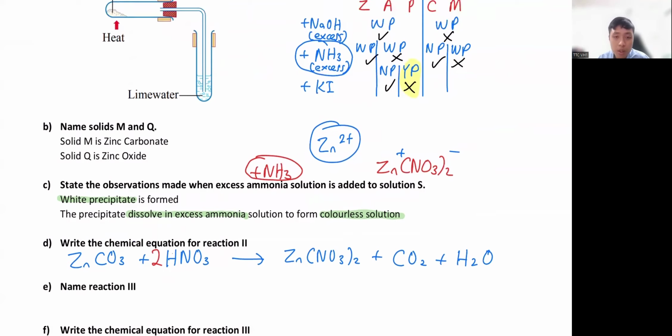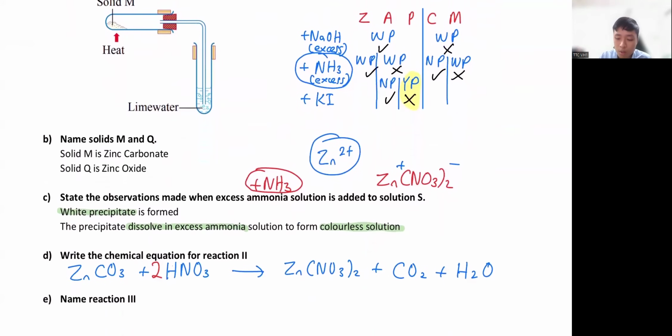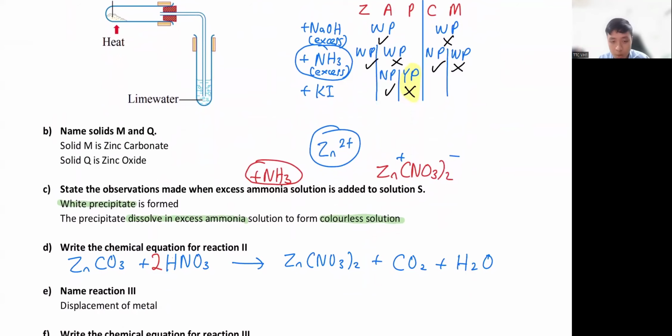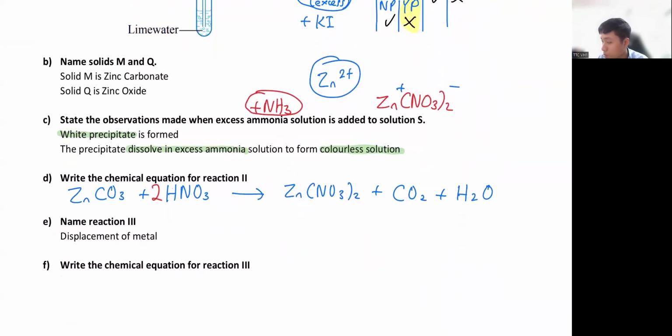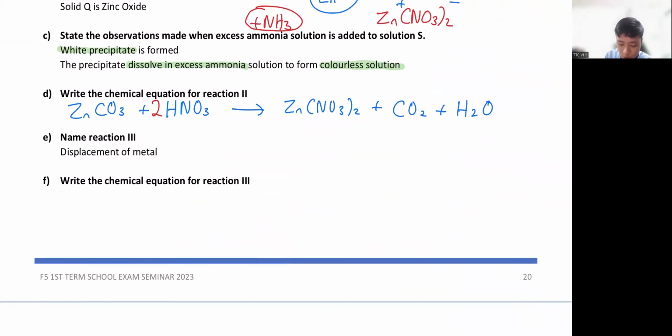Name reaction 3. Reaction 3 is the one you talked about. You give the answer, which is displacement of metal. Equation for the third one: zinc plus Mg nitrate gives zinc nitrate plus Mg.